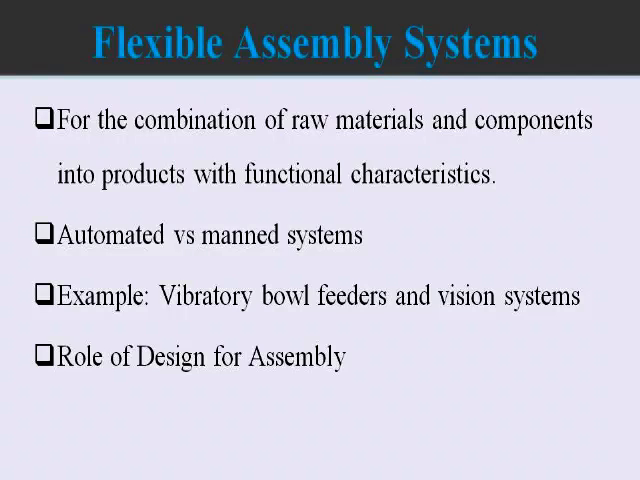Two parts can be put together with a temporary joining method like fasteners, snap fits and other methods, so we can join A plus B, two parts. Or there is another method, which is permanently joining two parts. Part A can be joined with part B by means of welding and other permanent fixing methods. For the combination of raw materials and components into products with functional characteristics, we need to use a lot of devices like feeders, hoppers, and computer aided vision systems to take care of the assembly.